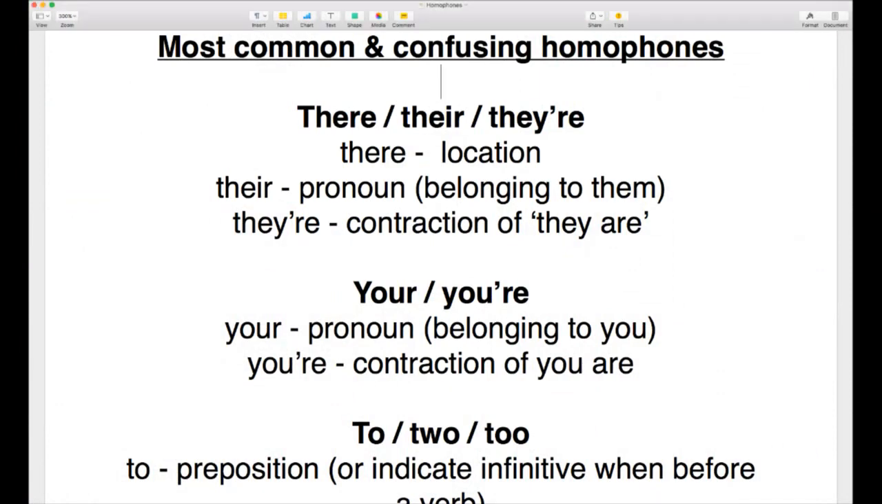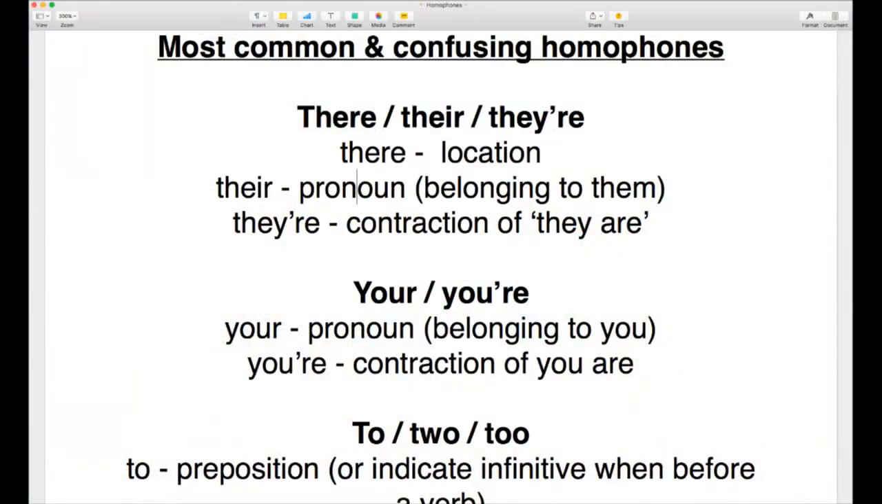The first version, there, is location. So you might ask, where are my keys? And I would say, they are over there. So there is a location that is away from you. It's over there. And then the second version of the word, their, is a pronoun.